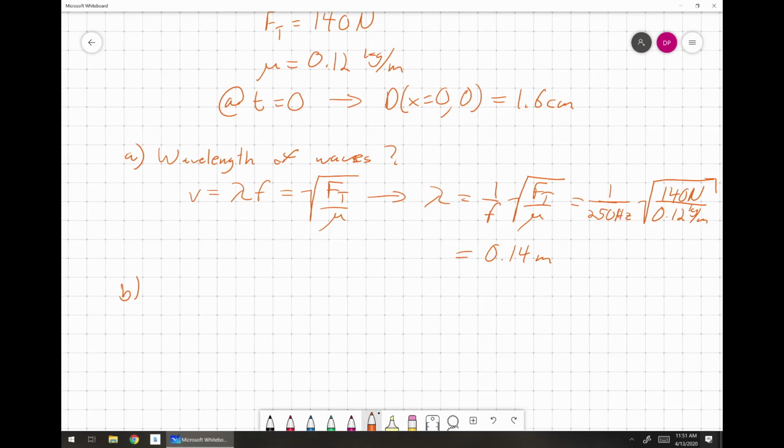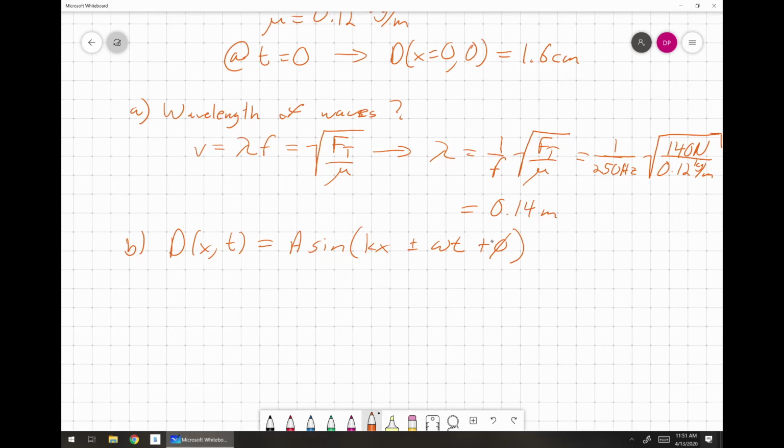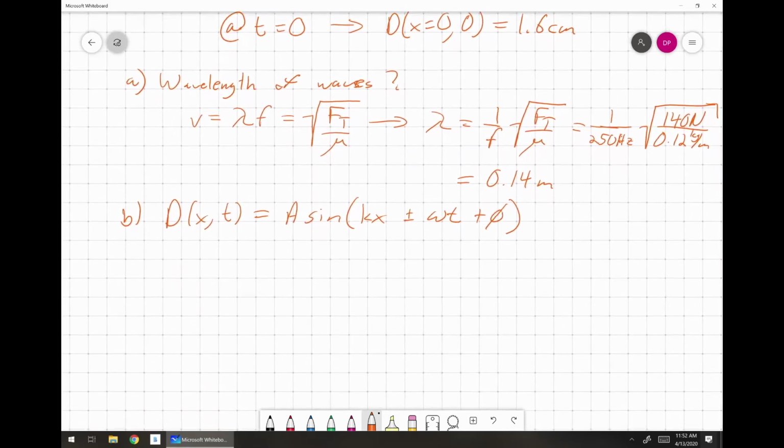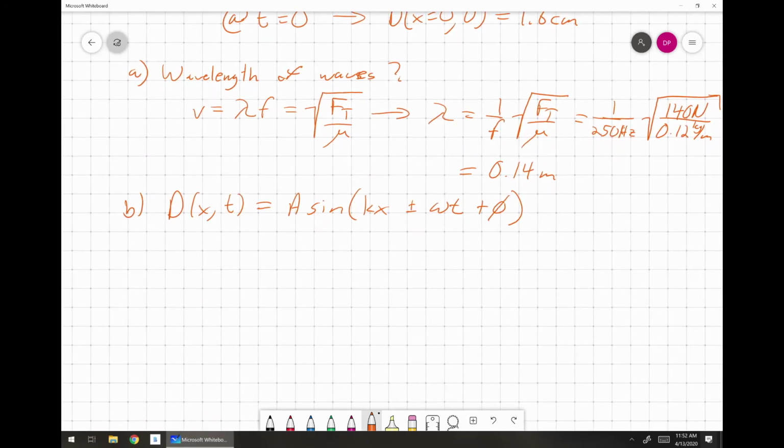So now we want to write down an equation to describe the traveling wave. And so we're going to start by just writing down our general equation, right? So our general equation tells us the amplitude times the sine of kx plus or minus omega t plus phi. Right? So we need to figure out what is k, what is omega, and what is phi. And our amplitude we're just given, right? So that's just the 2.6 centimeters. But we need to find the other values.